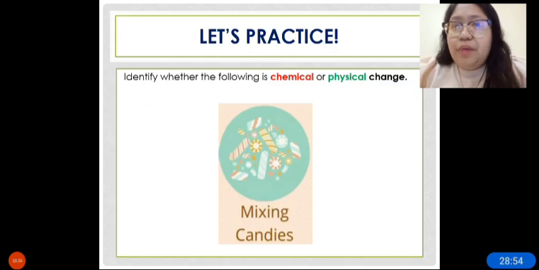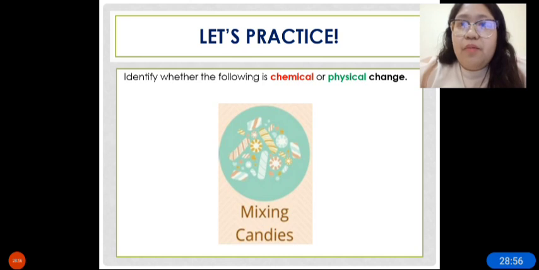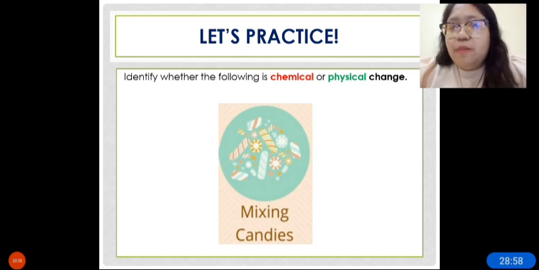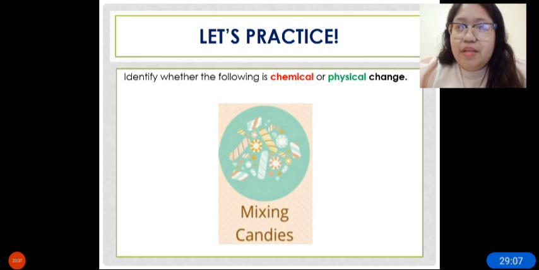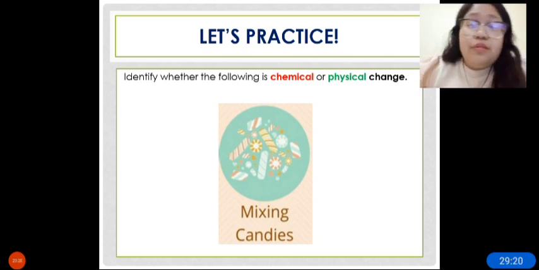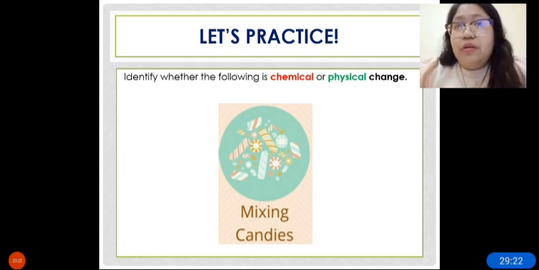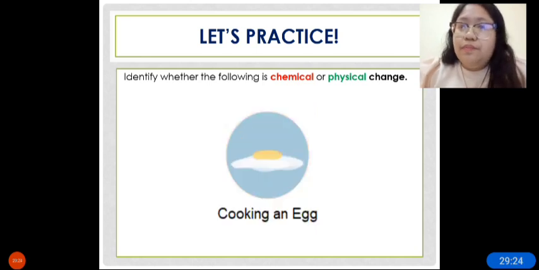All right, so let's practice. Identify whether the following is a chemical or physical change. Mixing of candies. Wait, what do you think? Chemical change or physical change? So the answer is physical change. Look at these candies. You're just going to mix them probably in a bowl, right? So there's no actual chemical reaction going on. So it's just a physical change.